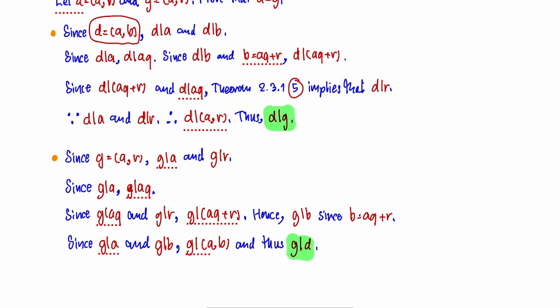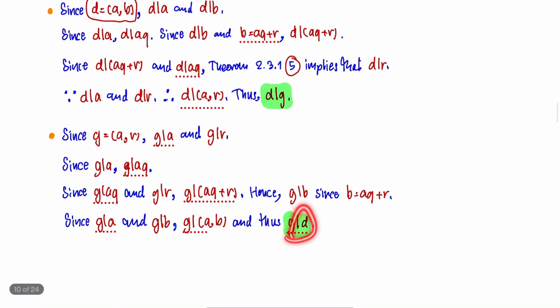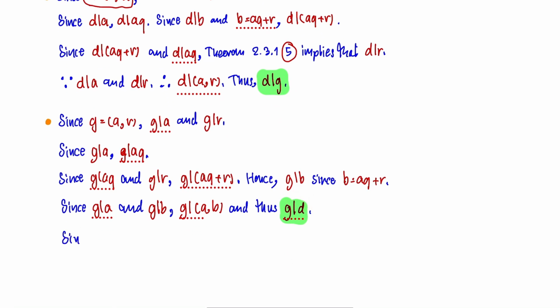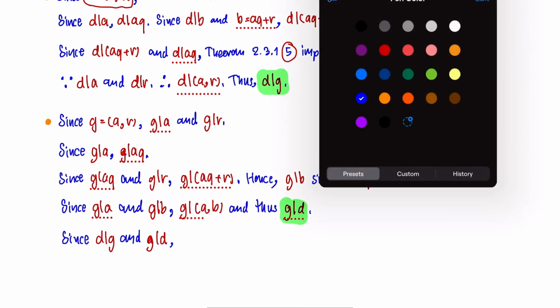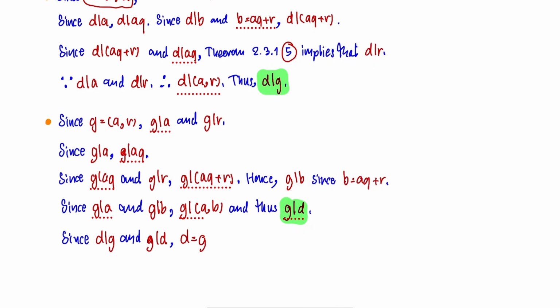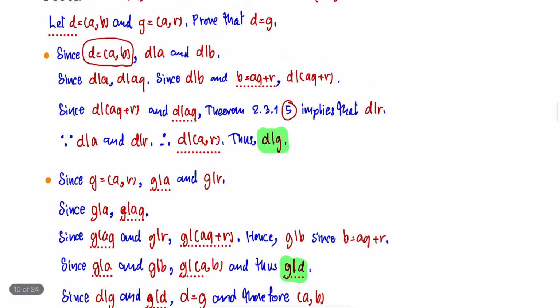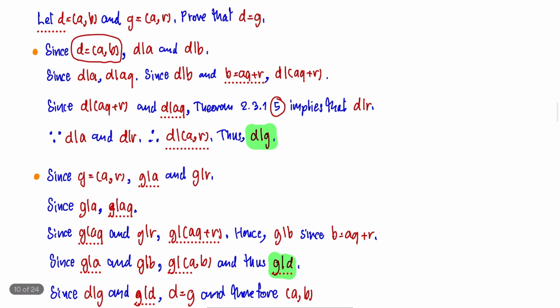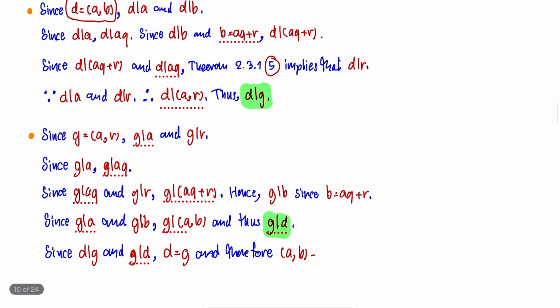Right now we have d divides g and g divides d. So from this, what do we have? Since d divides g and g divides d, that means that d equals g, and therefore the greatest common divisor of a, b, which is d, equals g, which is the greatest common divisor of a, r.